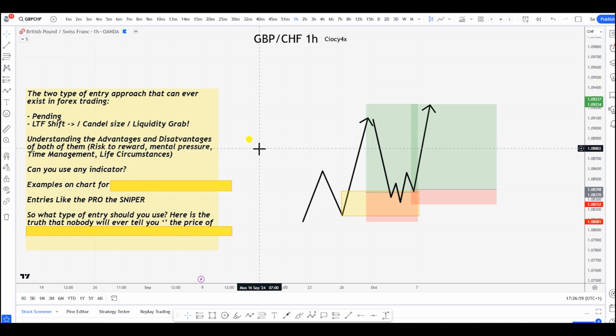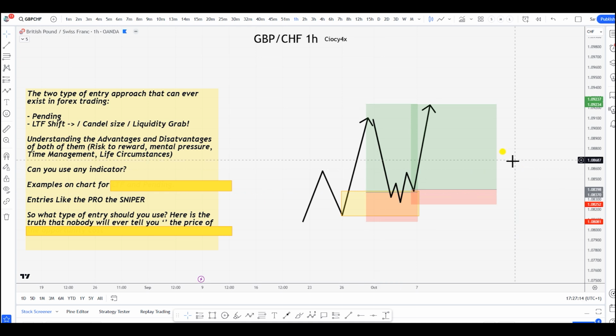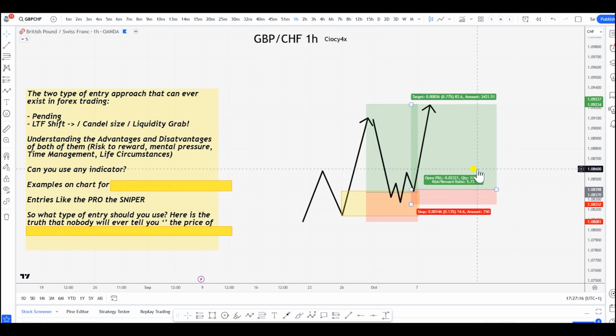First thing first, when it comes to mental pressure, leaving a pending order is so easy. You find your zone, you leave a pending order, you go to sleep, set and forget, hasta la vista, whatever you did, that's it, done. You don't need to worry about it. But if you go for this, which has double the risk to reward, you start having certain pressure on yourself.